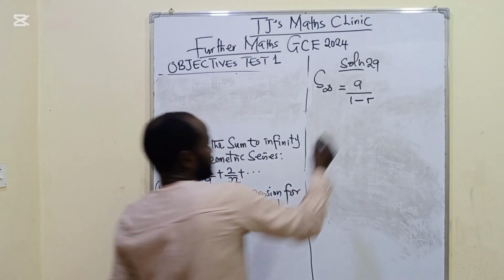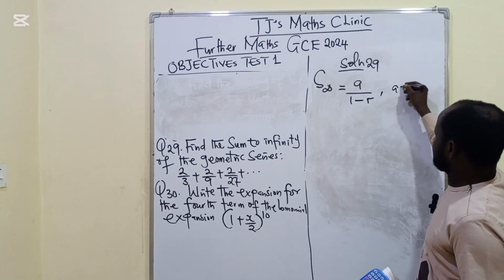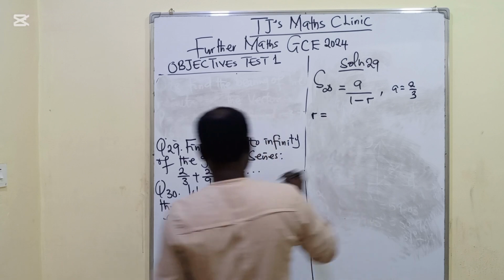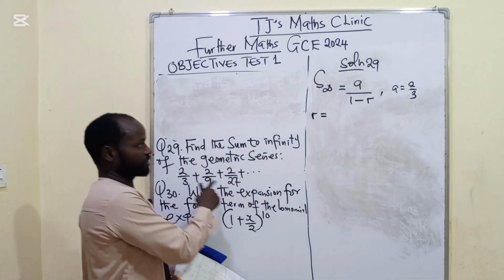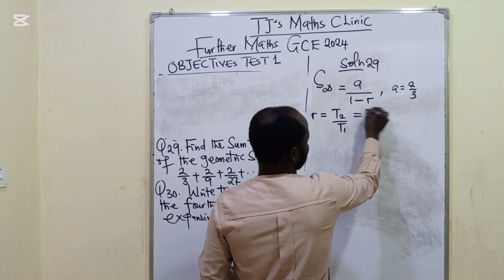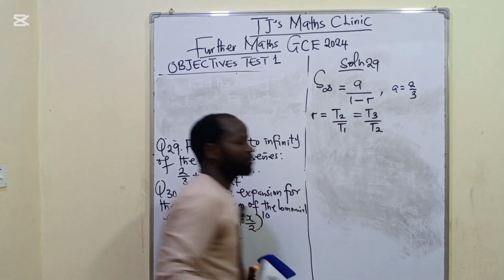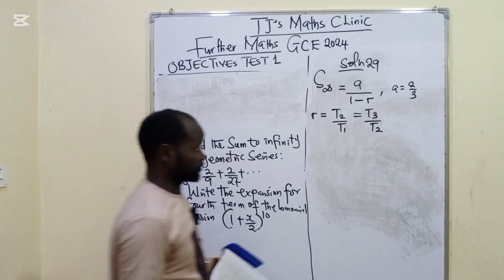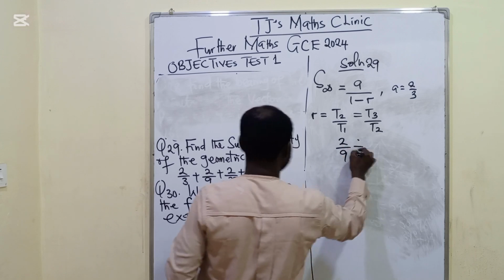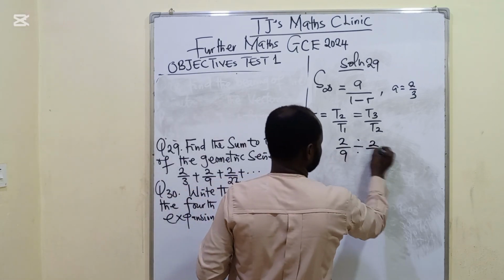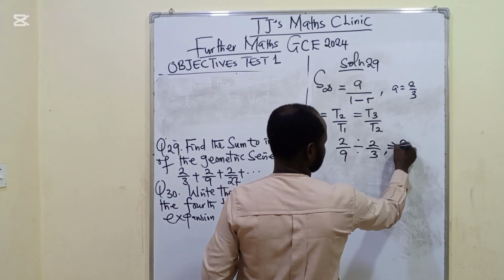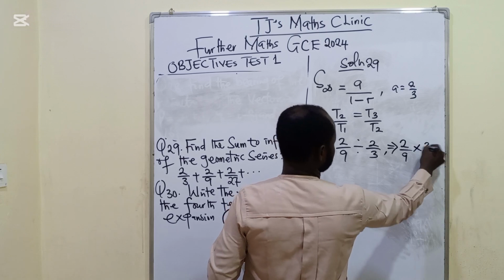Very important. Then here, let's get our A. Our A is 2 divided by 3. The common ratio now will be, this is our first term, this is the second term. It's going to be T2 divided by T1, or T3 divided by T2, under geometric progression. So T2 is 2 divided by 9, divided by the first term, which is 2 divided by 3. This implies 2 divided by 9 times 3 divided by 2.